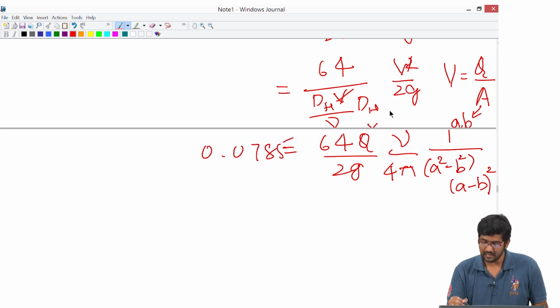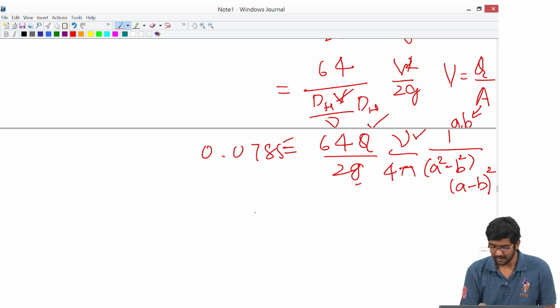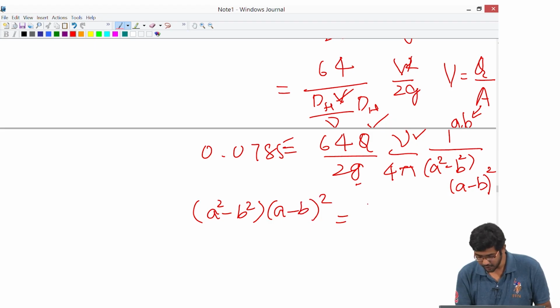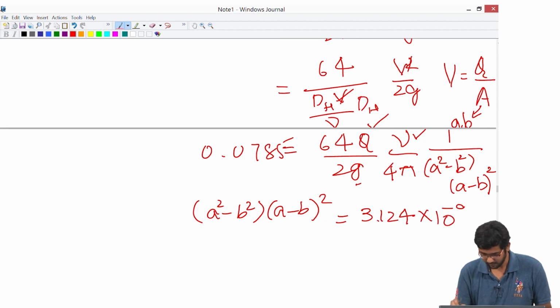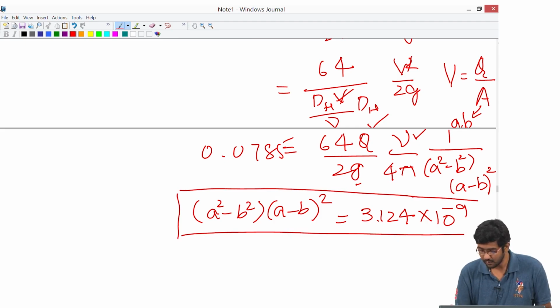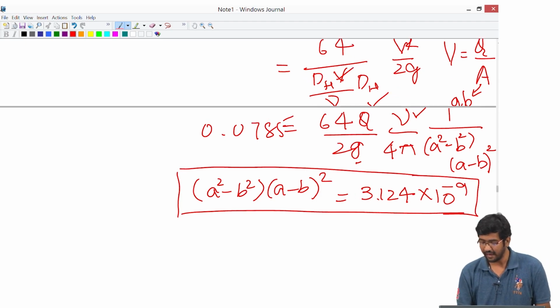The volumetric flow rate is given in the problem. We know the kinematic viscosity and we know the gravitational constant and everything except A and B. So, I will take the unknowns to one side, and if I substitute the corresponding values, I will get the equation that governs the values of A and B.